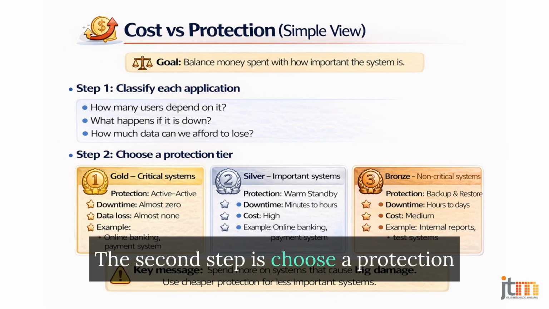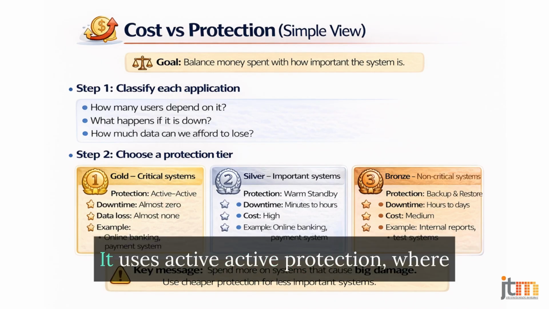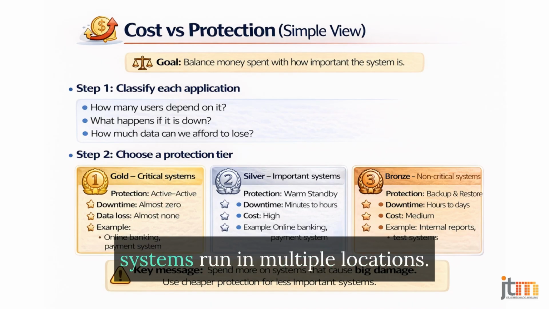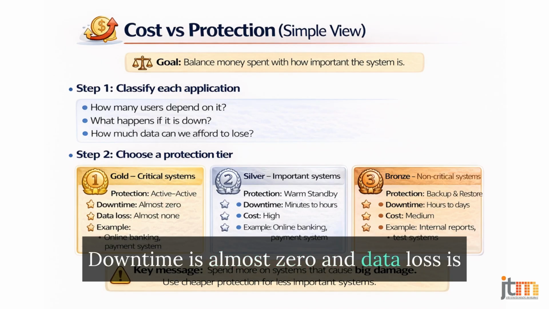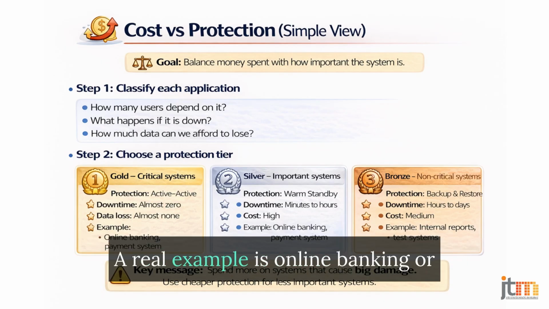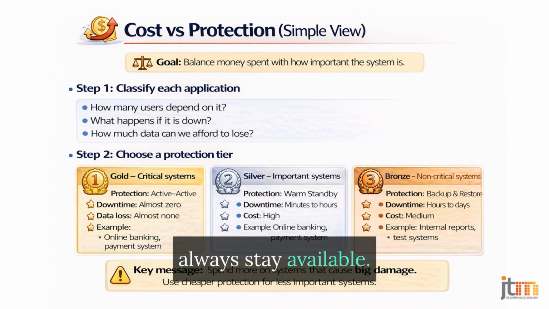The second step is choose a protection tier. The highest level is Gold for critical systems. It uses active-active protection, where systems run in multiple locations at the same time. Downtime is almost zero, and data loss is almost none. A real example is online banking or payment systems, where services must always stay available.